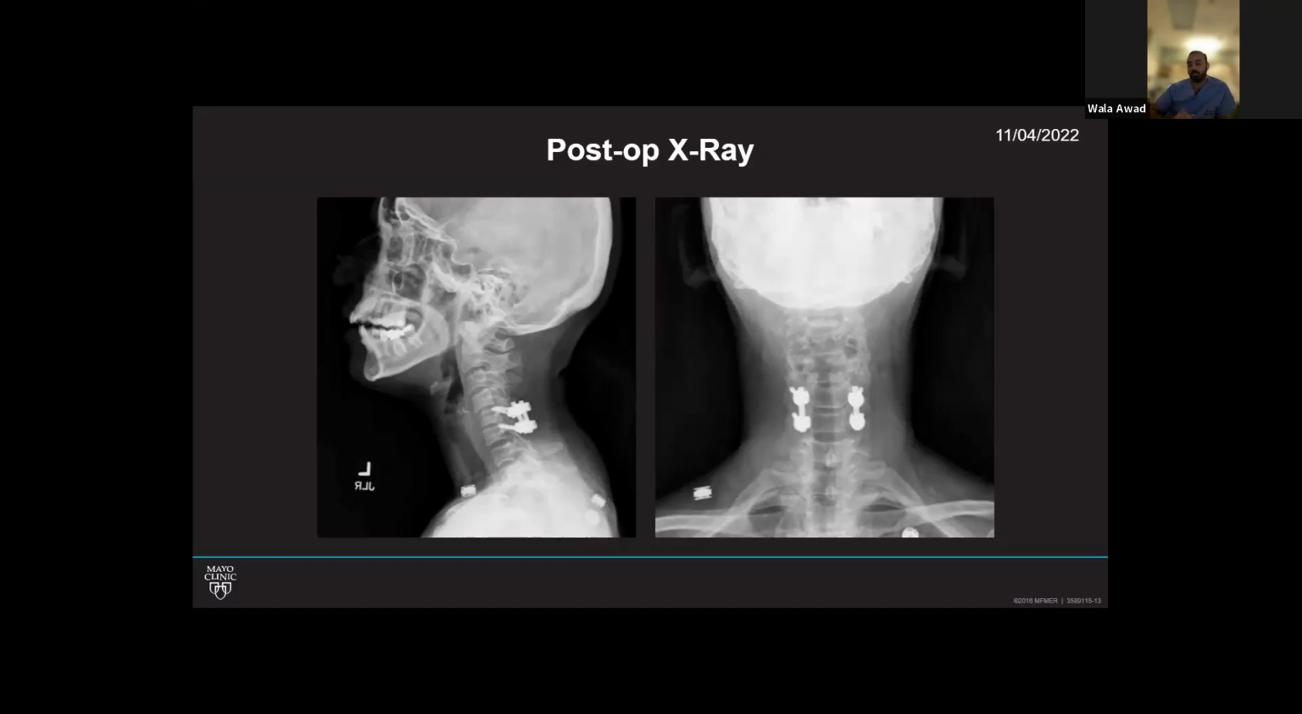So, but yeah, our general practice was if we caused a unilateral facet disruption for this type of case, we would generally fuse. Nice, thank you.